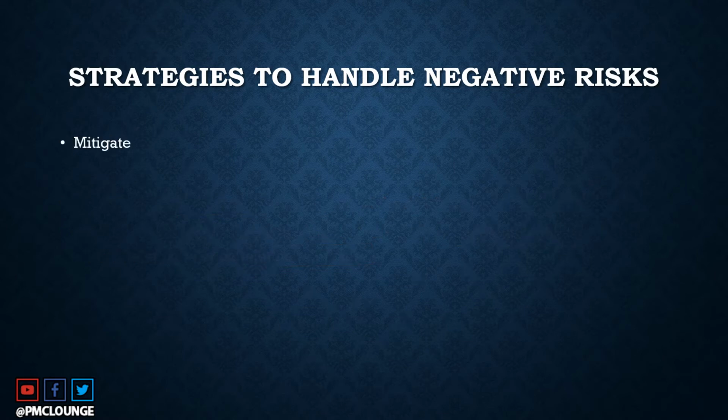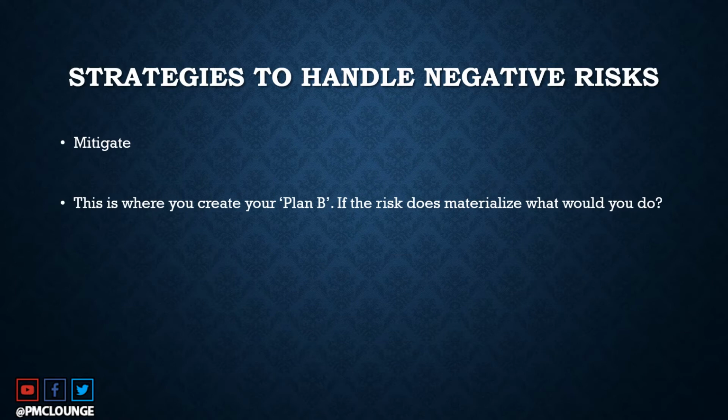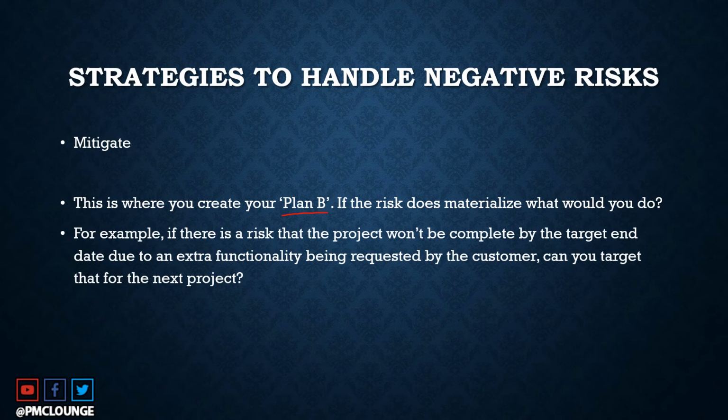The next strategy is mitigate, and this is where you create a plan B. So if the risk does materialize, what are you going to do? So you are going to execute your plan B. For example, in our previous example itself, there was the risk of missing the target end date. Let's say that risk was due to an extra functionality that is being requested by the customer. And to code this extra functionality in, you would require more time. And as a result, you are going to miss your project end date.